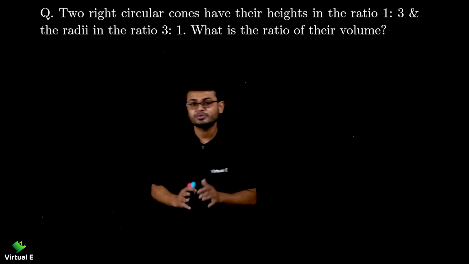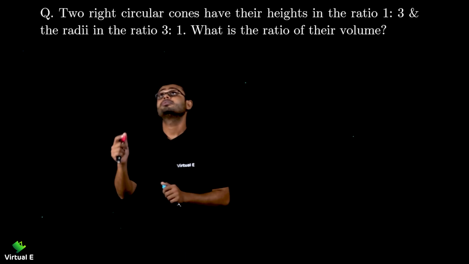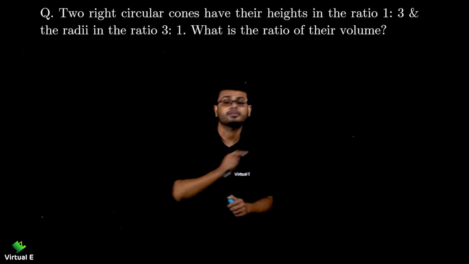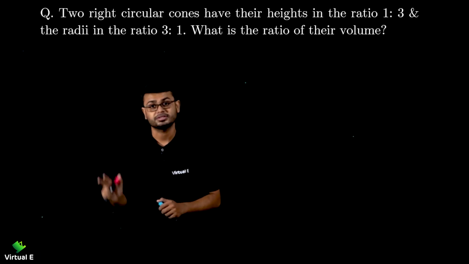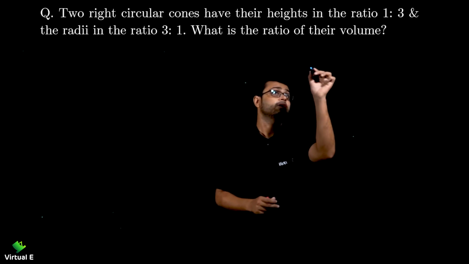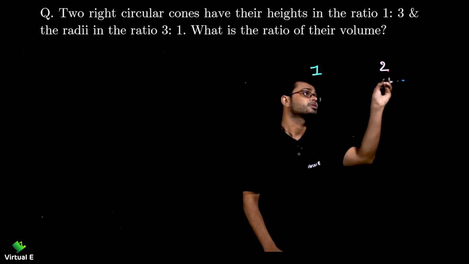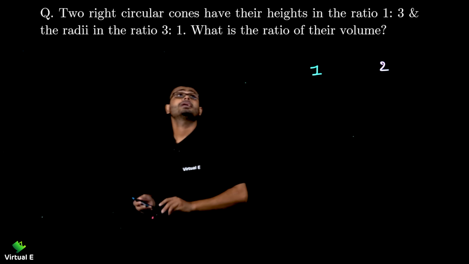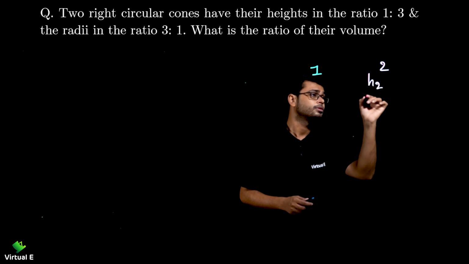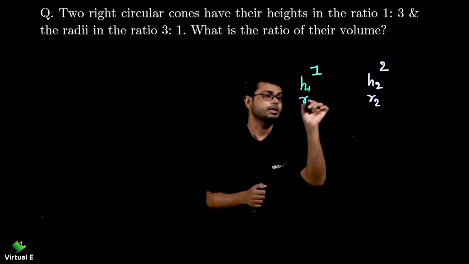Let's discuss the last question of this chapter. Then we are going to wind up the chapter, done with the chapter. Two right circular cones have their heights in the ratio 1 by 3. So this is a comparison sum because two right circular cones are given. So let's talk about cone 1 and cone 2. Let's write a few pieces of information here: h2, r2, and here height h1, r1.